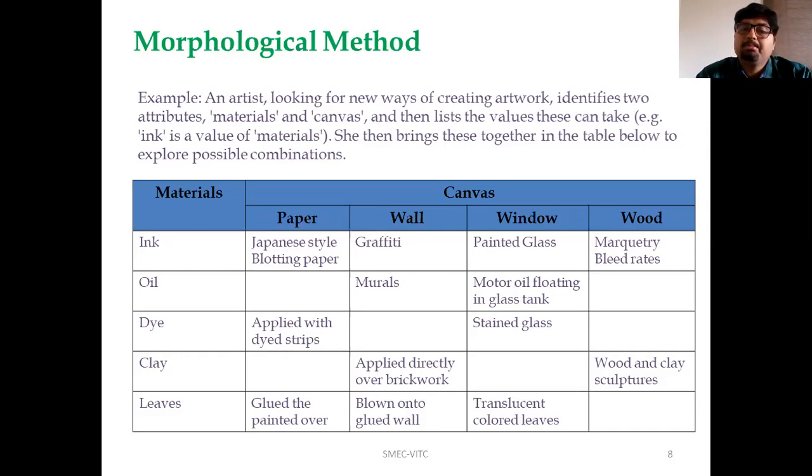Leaves, it could be done on paper or wall or window, where glued, then painted over, blown onto the glued wall, or translucent colored leaves. So the way combinations which will be possible, which are desirable, which are undesirable, which are not possible. Based on that, we could cut short the combinations and try to analyze the available combinations. From there, you can just arrive at the suitable mix.